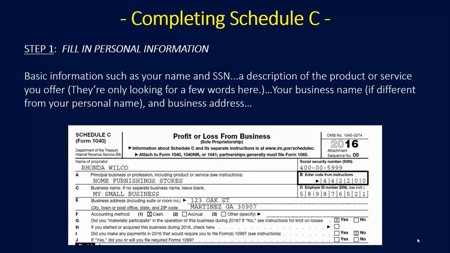First step, step 1, we fill in the personal information, basic information here, such as name and social security number, a description of the product or service offered. The IRS is only looking for a few words here. The business name, if it's different from the personal name, and a business address.